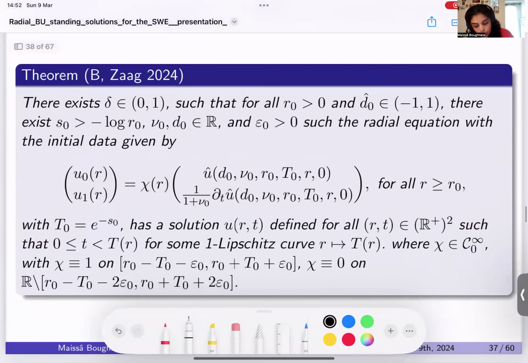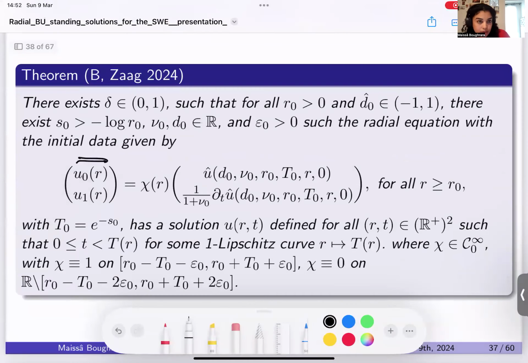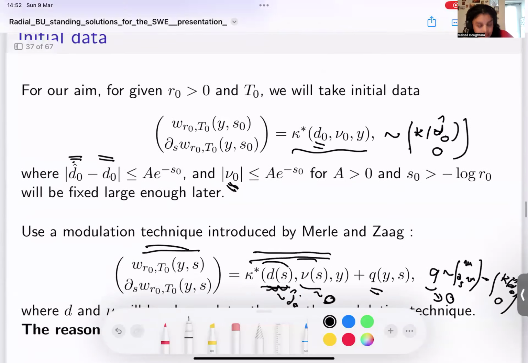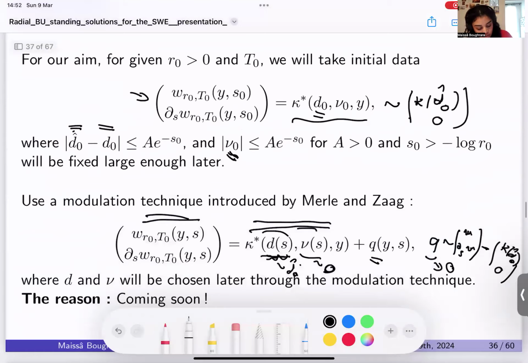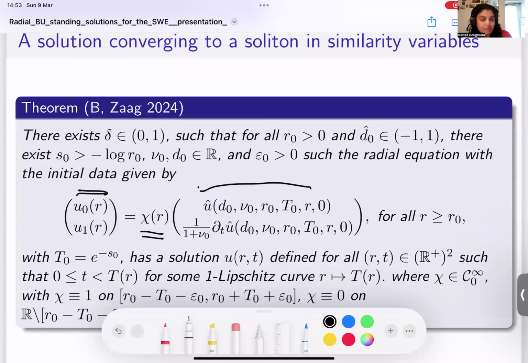So here, what do we do? The result, what does it say? It says that if we take our initial data of the equation equal to this one, so having the initial data taken as the following, the explicit blow up solutions with parameters d0 and nu 0, it's the same as taking this initial data in similarity variables. It's exactly the same. It's just that here we use a cutoff function in order to have everything work well, and so that we don't have any other singularity that doesn't help us in our study.